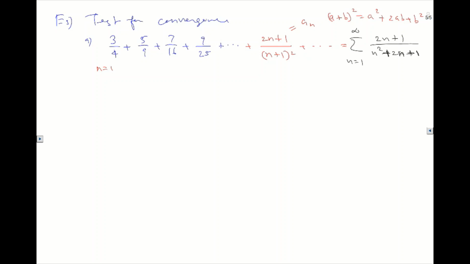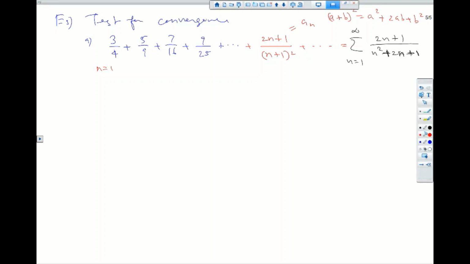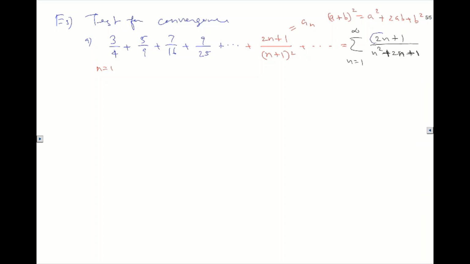Now the question is, what are you going to compare this to? What you normally do is look at the largest term of the numerator and the largest term of the denominator and divide the two. So 2n over n squared, this is like 2 over n. So you automatically know the result. With 2 over n, the corresponding series, the sum of 2 over n, diverges. 2 is just a number. So this diverges. It's very simple.